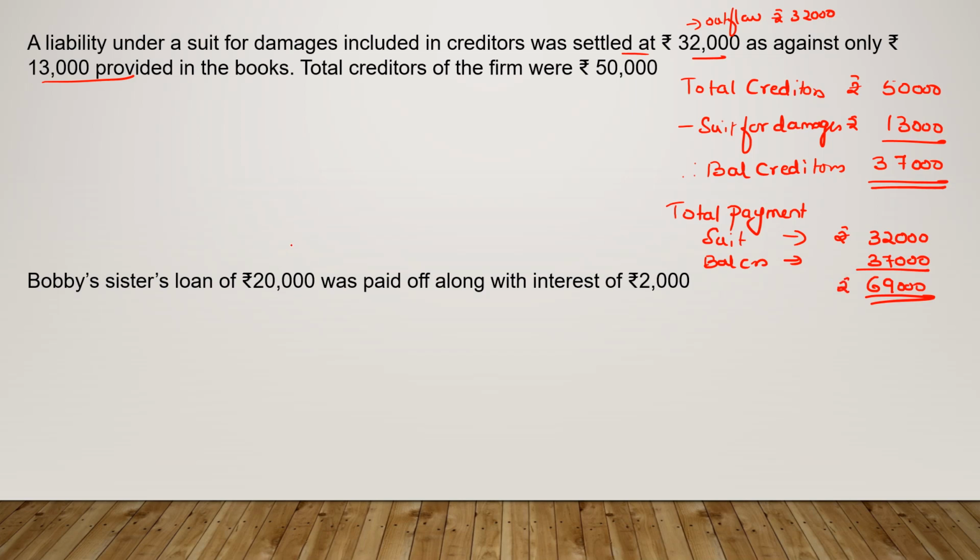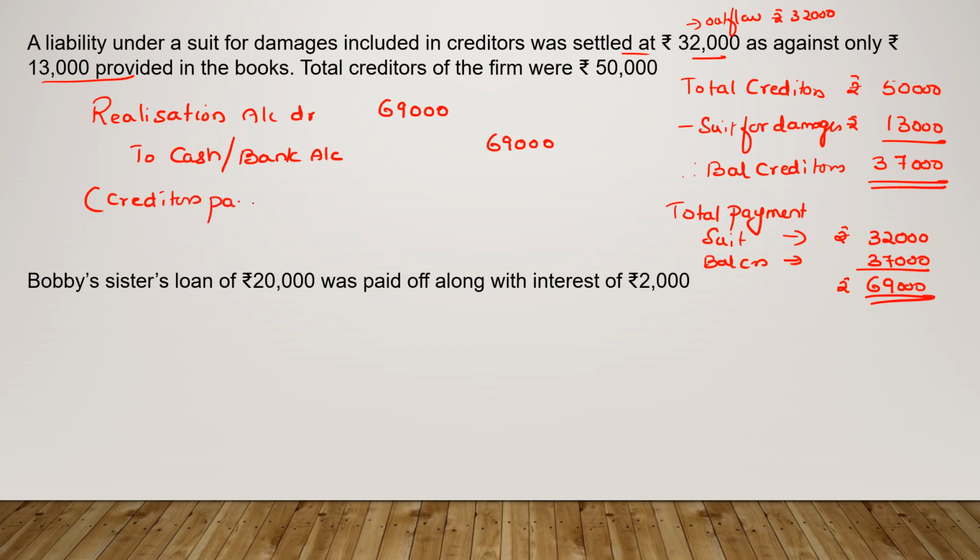Now, creditors have been transferred to the credit side of the realization account at book value. Now, we have to show the payment. So when we show the payment, we would debit the realization account with 69,000 and credit the cash or bank account. Because we don't know the exact mode, whether it was paid in cash or by check, we are using this term. So this is for the creditors paid off. This is the journal entry that we would pass.